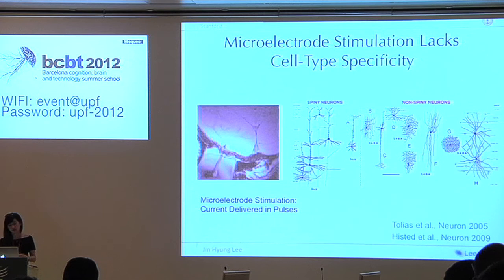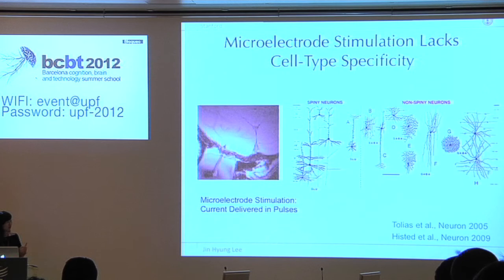Again, when you do things like microelectrode stimulation, it lacks cell type specificity. Even if you carefully place the microelectrode at a specific location in the brain, it'll have many different cell types, many different excitatory and inhibitory neurons, as well as fibers of passage going through this region, which makes the task of understanding the output of such non-specific stimulation difficult. You can stimulate these and look at the responses, but it makes it difficult to understand what that means.